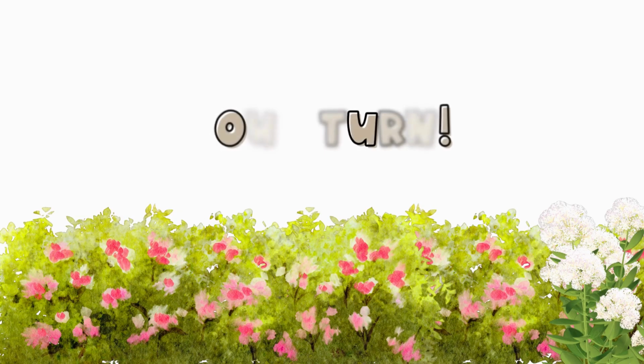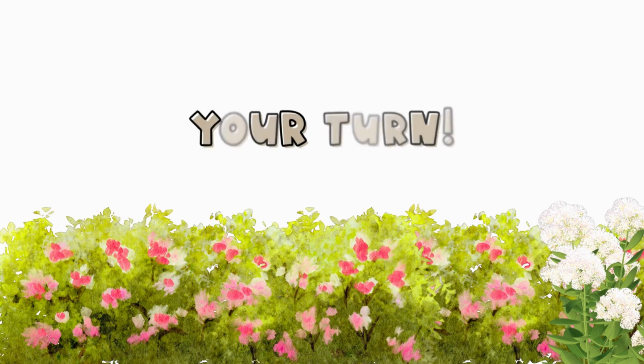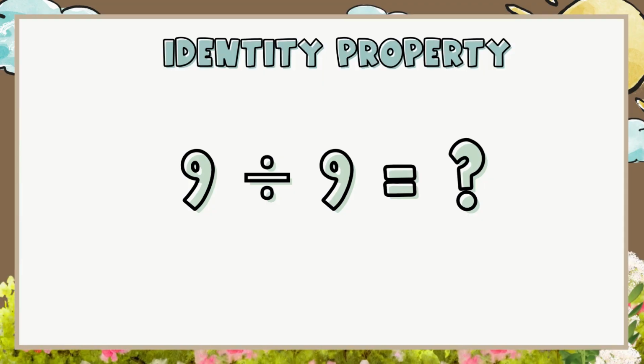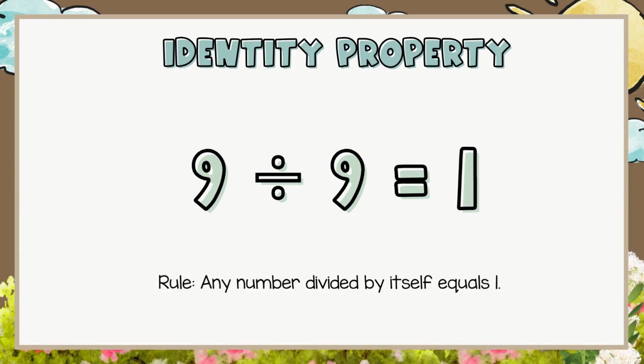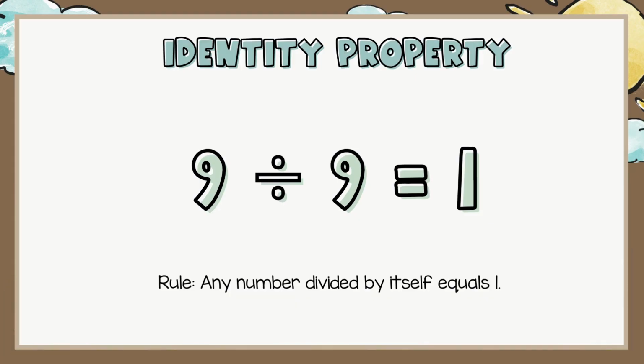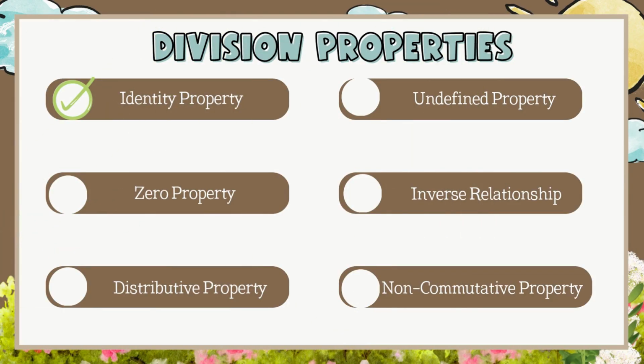Now it's your turn. Remember the rule and see if you can find an answer. According to identity property, what is 9 divided by 9? 9 divided by 9 equals 1. Again, the rule states that any number divided by itself equals 1. Isn't that easy? As long as you know the rules, it will be so easy to do your division facts. Again, that is another form of identity property. Let's move on.